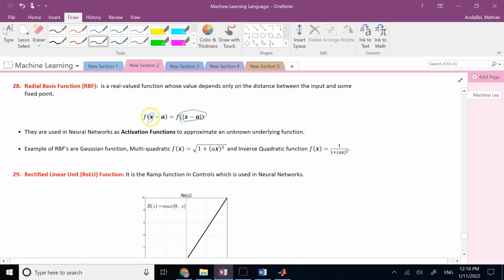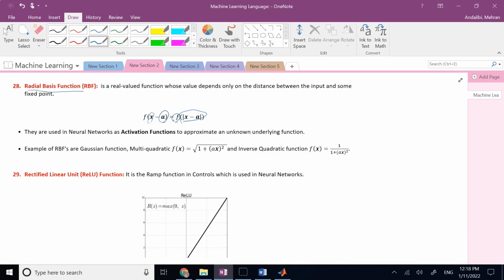You might also see it as f of x equal f of absolute value of x. So all you care about is the radial distance of that point to some center, or the distance between that point and the center. That distance is all that matters in the output of the function. The direction of the distance between x and a has no role in the magnitude of the function. All that matters is the physical distance.